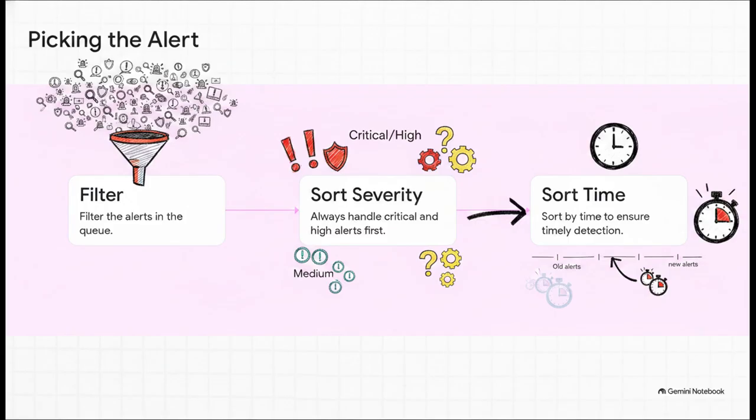Now, every SOC has its own unique rules, and they usually automate this in the SIEM, but the standard, battle-tested approach is a simple three-step process. You filter, you sort by severity, and then you sort by time. You absolutely always handle your critical and high alerts before you even look at the medium or low ones. This minimizes the attacker's window of opportunity. Then, sorting by time ensures no older threats fall through the cracks when you're dealing with a massive backlog.